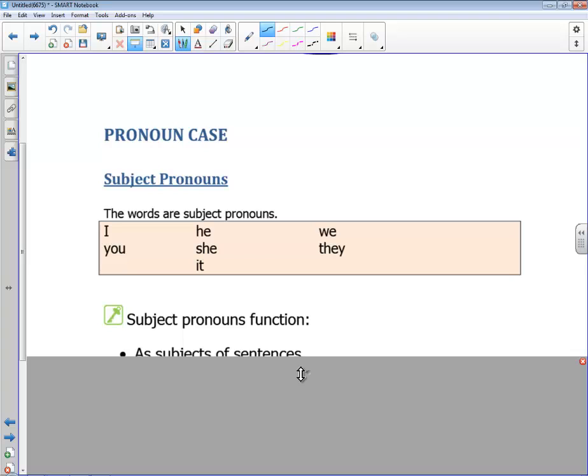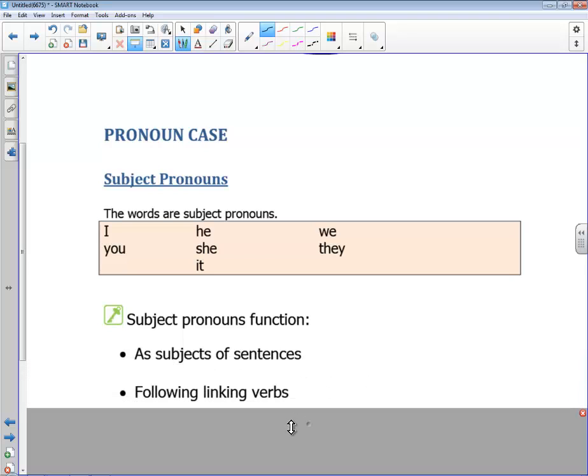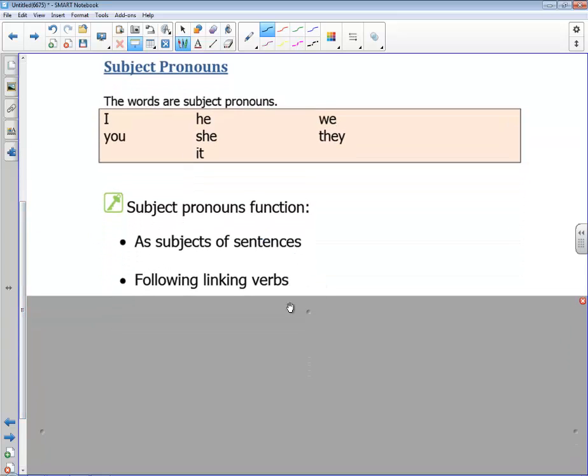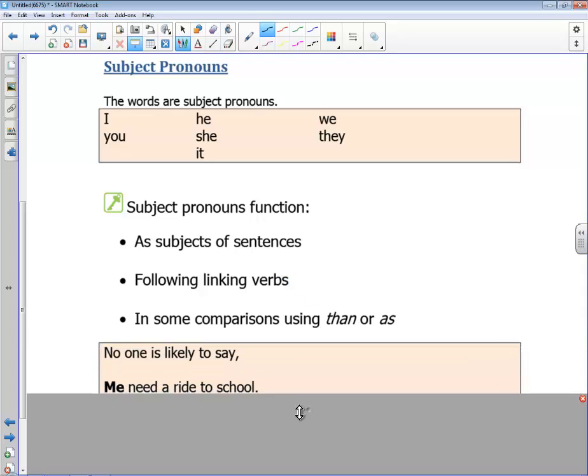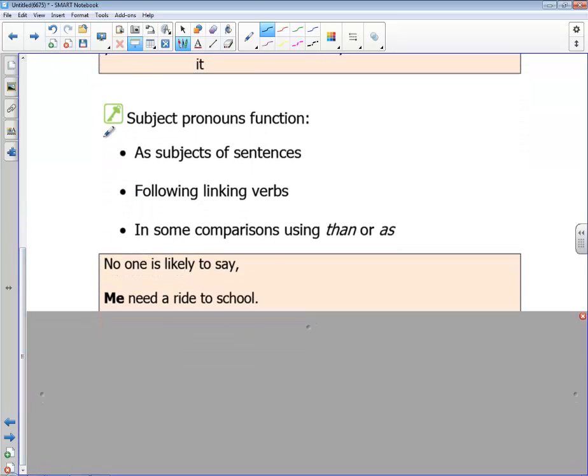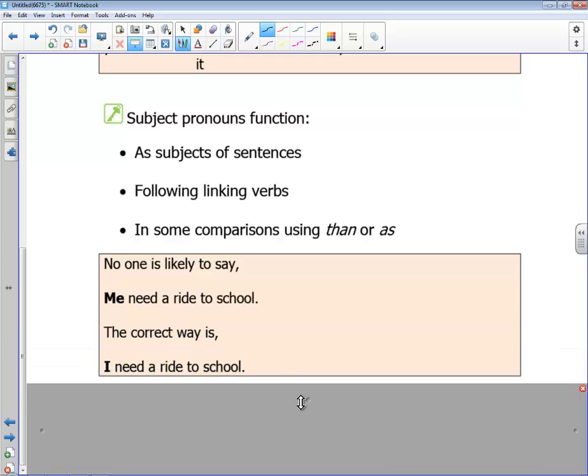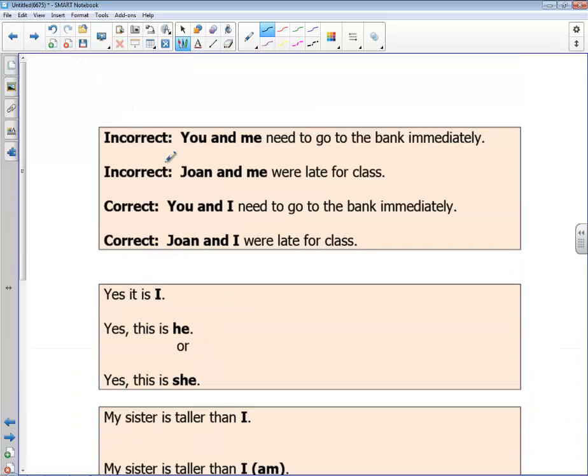You know that subject pronouns function as subjects of sentences. What you might not know is that in formal English, they also follow linking verbs, and they are included in some comparisons using than or as. Now, the last two are most frequently used in formal English. No one's likely to say, me need a ride to school, or me need a cookie. The correct way, of course, we learned very early in life, is I ride to school.